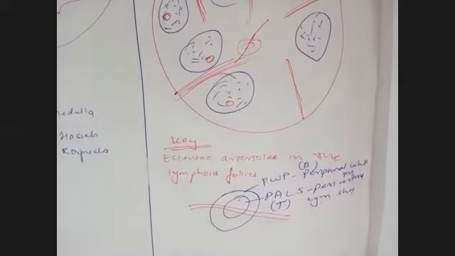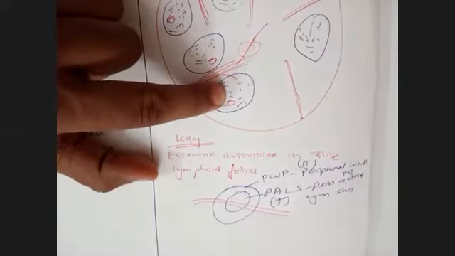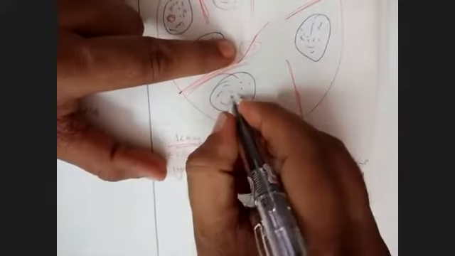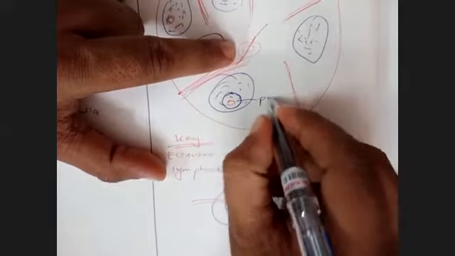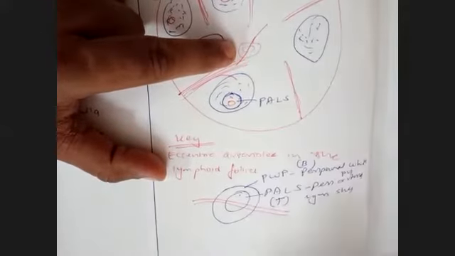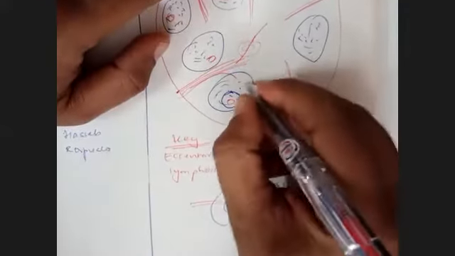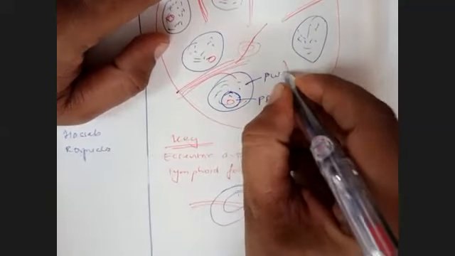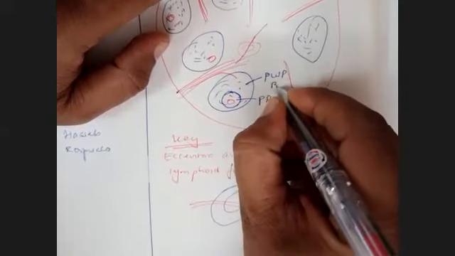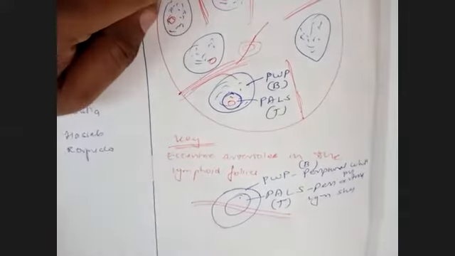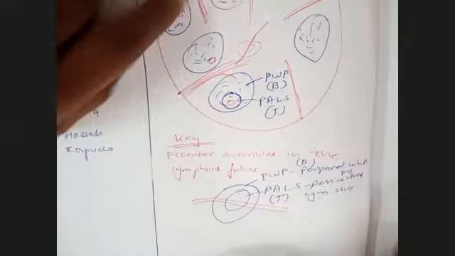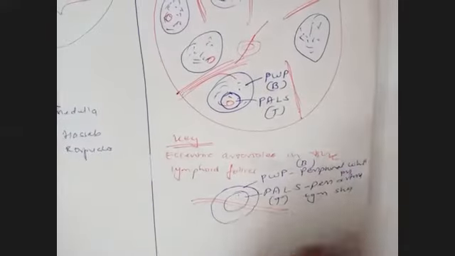Okay. So if you see this follicle, actually there will be two layers. One layer just adjacent to the arteriole is called PALS, periarterial lymphatic sheath, which contains T lymphocytes, and then the peripheral white pulp, which contains B lymphocytes.